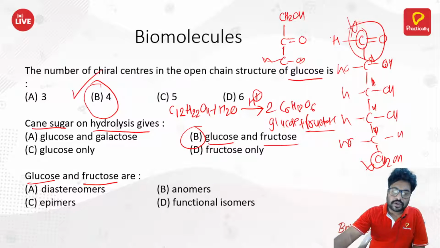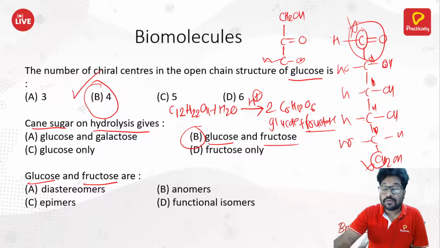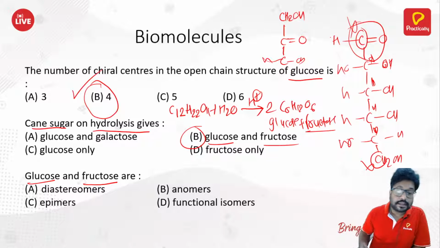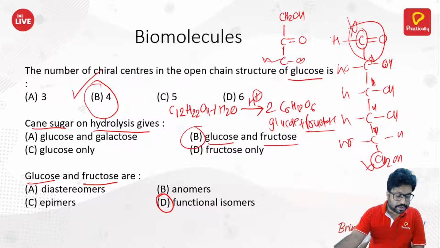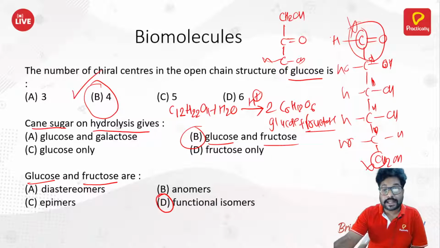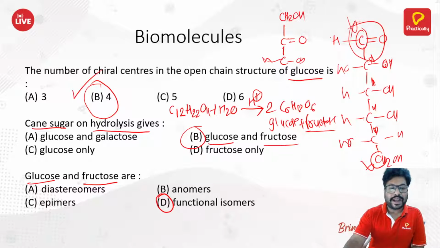The functional group for fructose is ketone. The functional group for glucose is aldehyde. And what are aldehyde and ketones? They are functional isomers of each other. And what is a functional isomer? These are the compounds which have the same molecular formula but different functional groups. Okay. So, moving ahead.